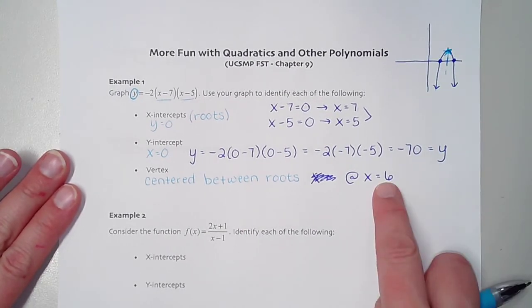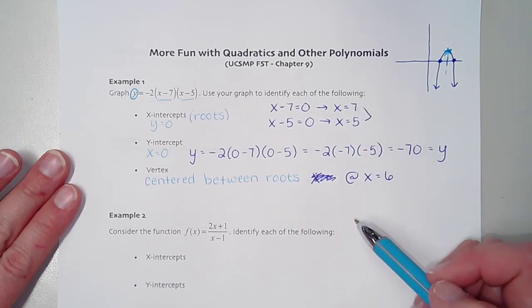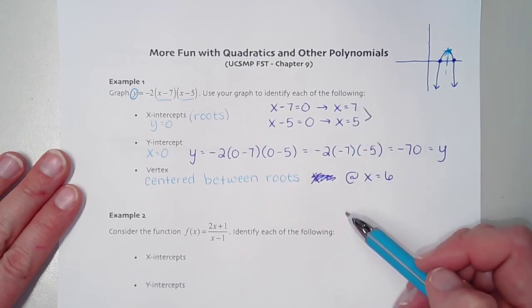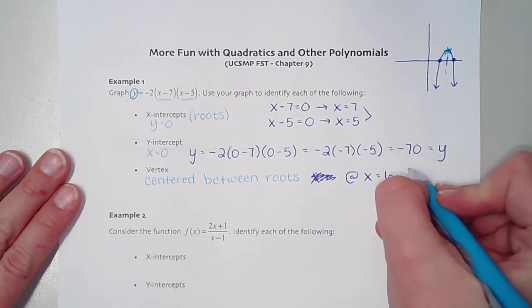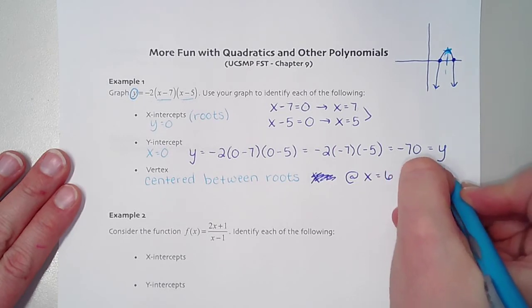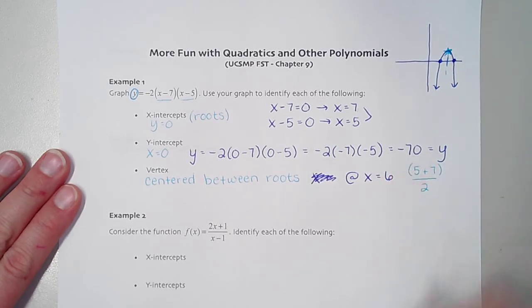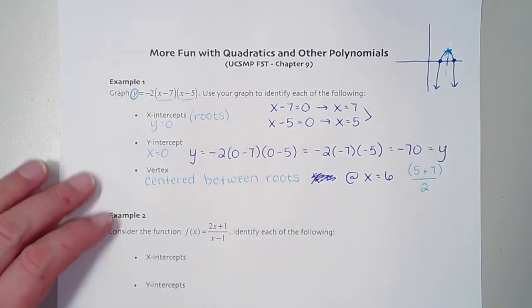By the way, that was really easy to do because 5 and 7, I know what's exactly halfway between 5 and 7. Let's say I gave you some funky numbers where you couldn't tell what was halfway between them. The math that you could do to find that is add them together and divide by 2. I wouldn't have expected you to have to do that for this one, but you may run into one where you need to. Okay?